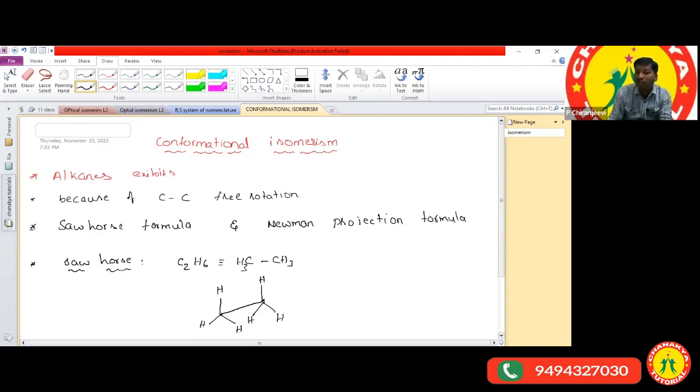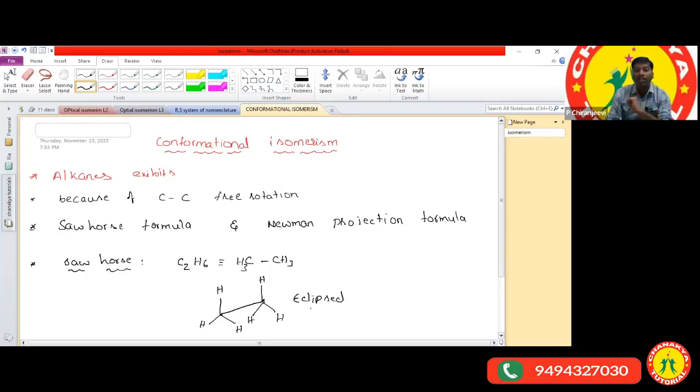Whatever shape we wrote, we can call that an eclipsed formation. We call it an eclipsed formation when one atom is exactly behind the other atom. Only then can we call it an eclipsed form. When one atom is behind another atom and cannot be seen, we call that an eclipsed form.